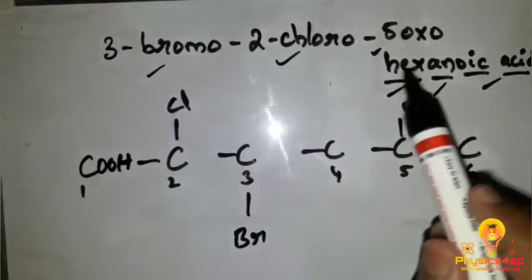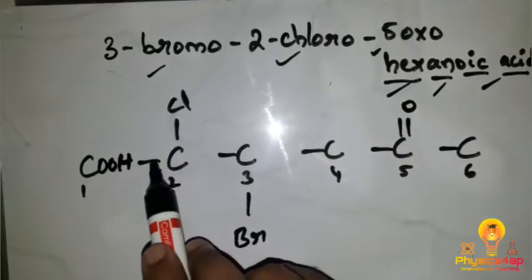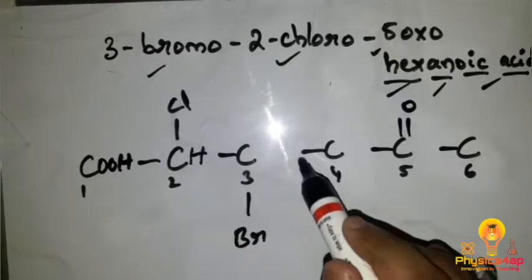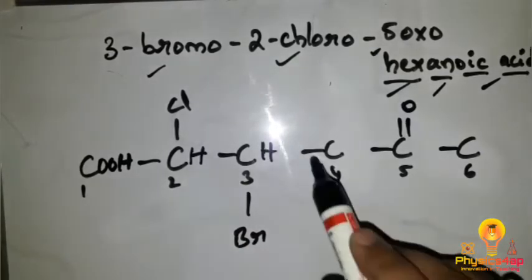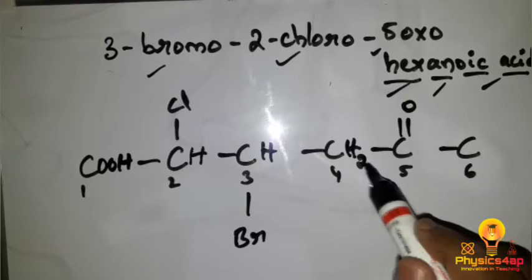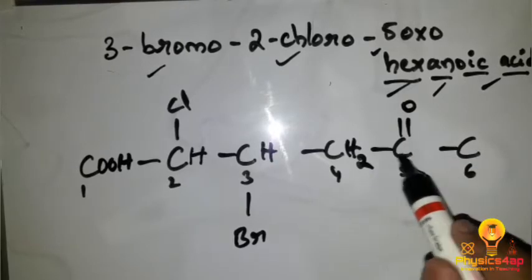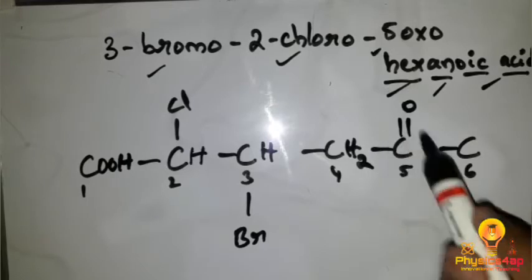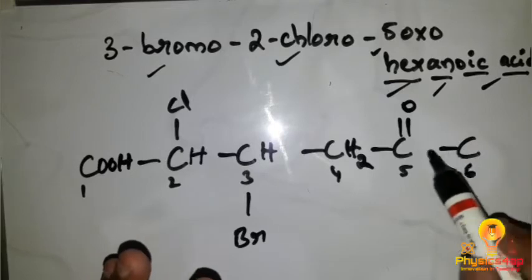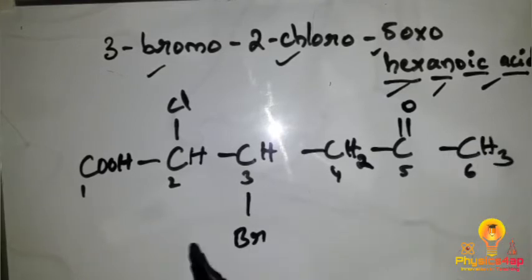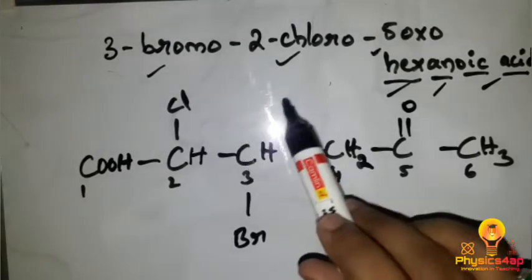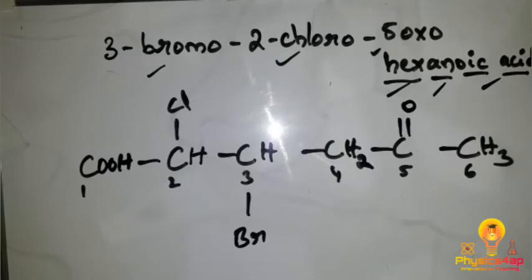Now it's time to fill up the hydrogens. For this carbon, 1, 2, 3, 3 bonds, so 1 left, so hydrogen H. Here 1, 2, 3, 3 bonds, 1 hydrogen; 1, 2, so 2 hydrogens over here. For this carbon, 1, 2, 3, 4, it is already completed, so no need to draw it again. And for this carbon, we have 1 bond, so 3 hydrogens. Now this is the structure for 3 bromo, 2 chloro, 5 oxo, hexanoic acid.